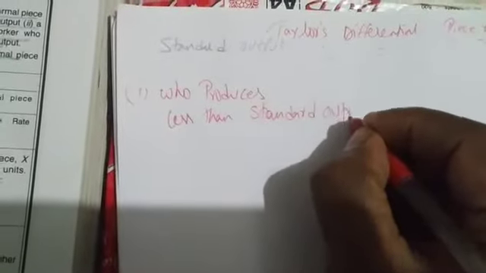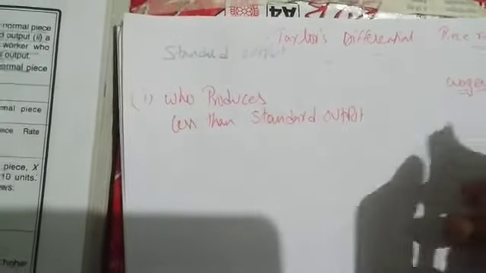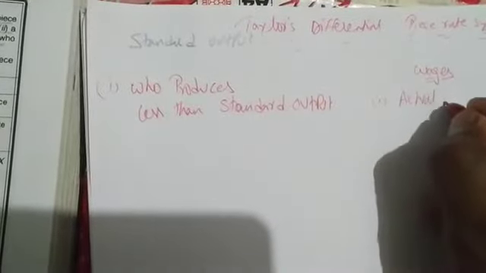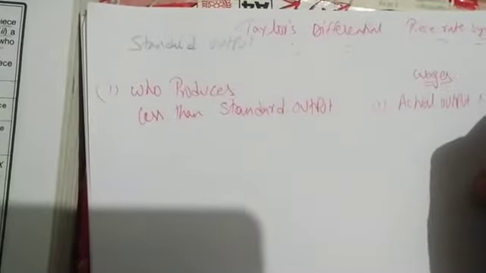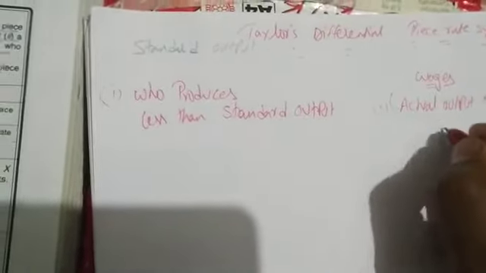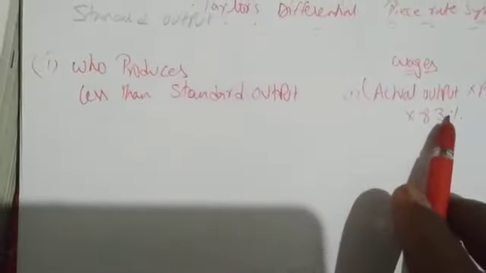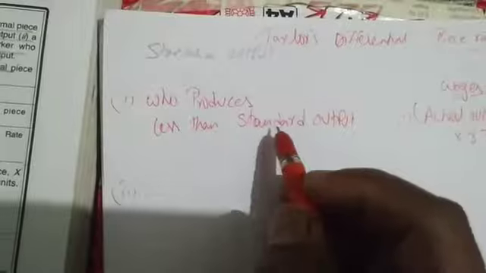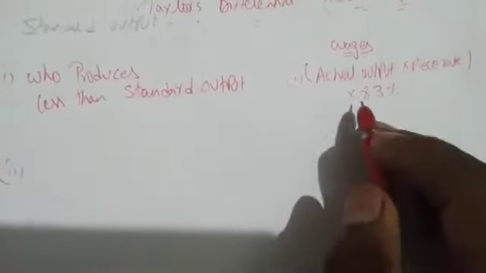The worker who is producing less than standard output, for him the formula for wages will be actual output into piece rate, multiplied by 83%. You have to multiply with 83%. Okay, next, this is for the person who is producing less than standard output. This is the wages formula: actual output into piece rate into 83%.